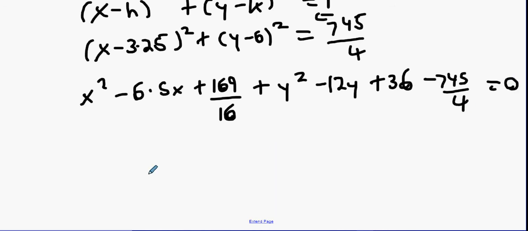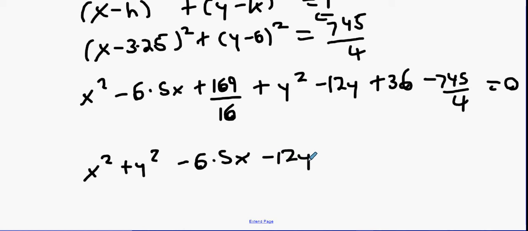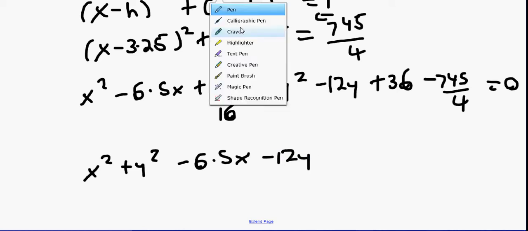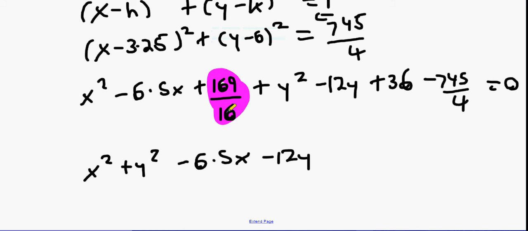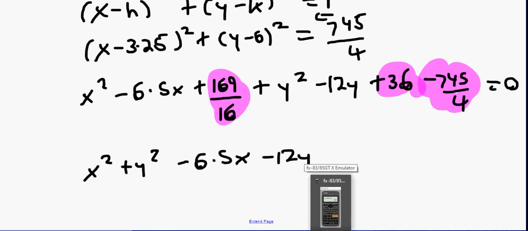Then I'm just going to put it all into the calculator. I'm going to get x squared plus y squared minus 6.5x. And then I'm going to do minus 12y. Then I'm going to put all those three numbers together here. This one, this one, this one, and see what I get when I throw it all into the calculator. I'm just doing it on my own calculator here, just a little bit quicker.